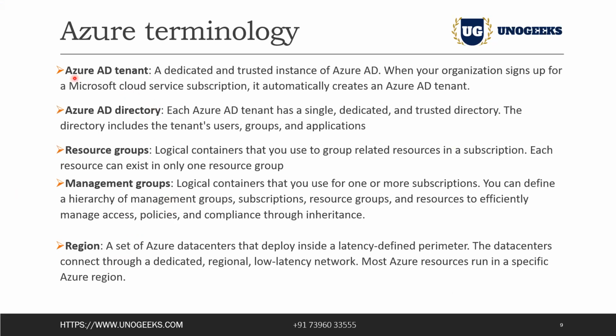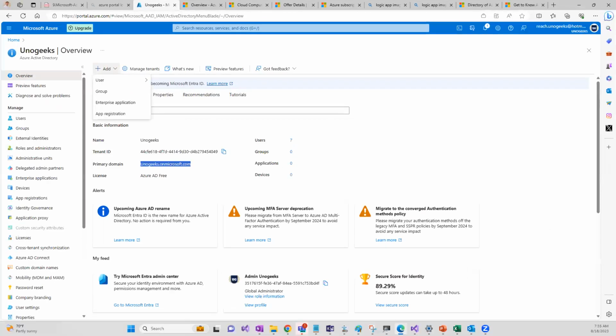Okay, so this is the Azure AD tenant. This is dedicated to one instance. When your organization signs up, this Microsoft Cloud Service subscription will get added to your Azure AD account. So this is what they are talking about, this Azure AD tenant, right? So they are talking about this. I'll just go to my plan. Okay, they are talking about this.